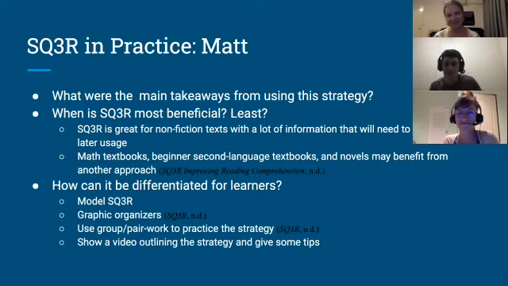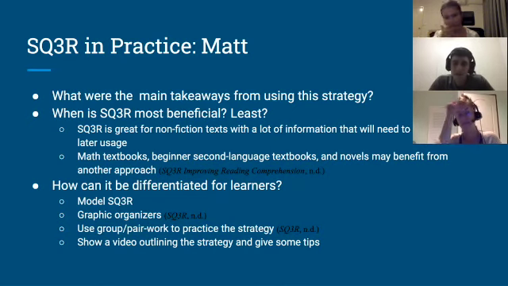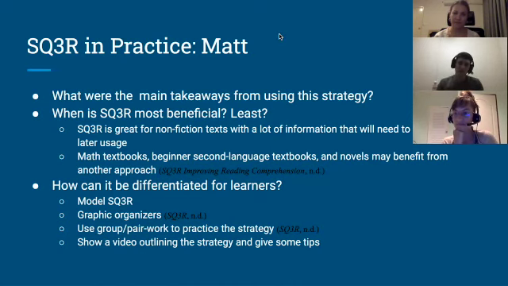Beginner second language textbooks, I heard, because it's a lot of vocab mostly. And maybe novels. They might benefit from a different approach. With novels, maybe you're trying to get a bigger picture, not pull every little fact out of them. So, it's up to you. What do you think? If you've used it before, do you think it'll work on this text? And how can it be differentiated for learners?